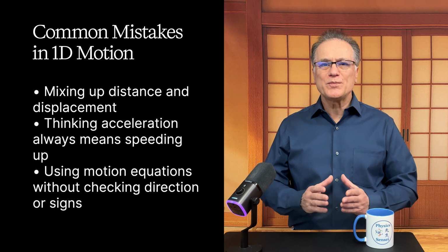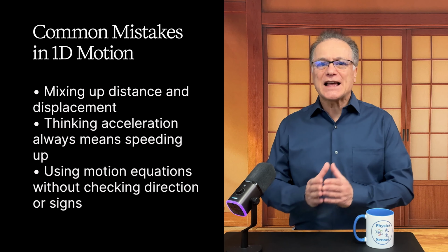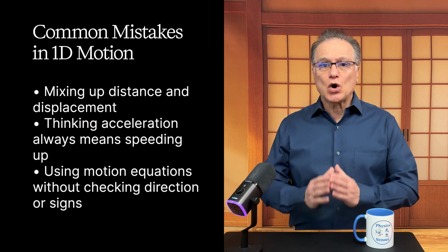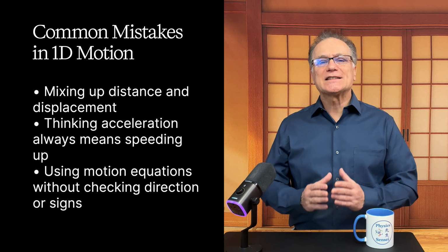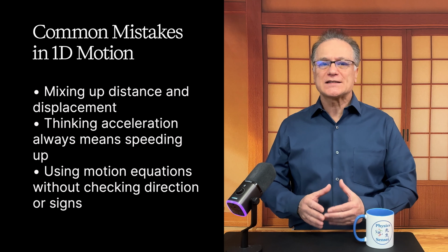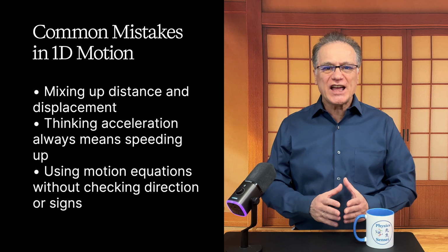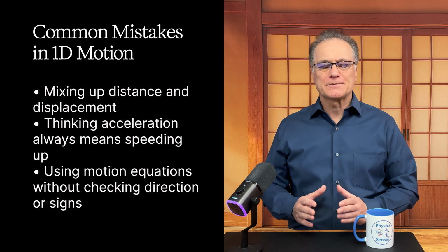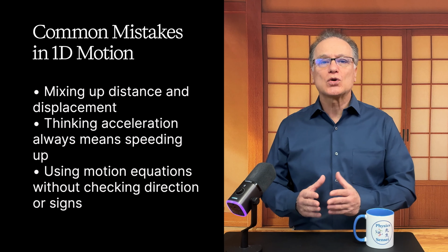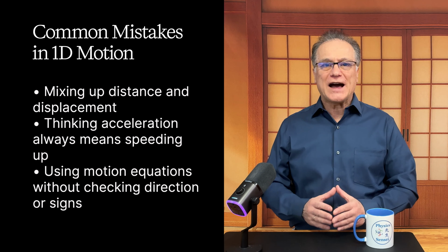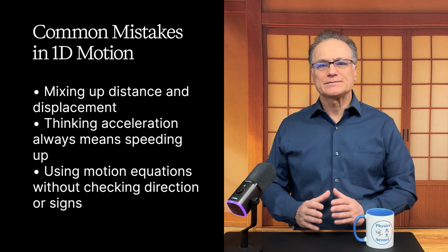Now let's look at common mistakes and how to fix them. The first mistake is mixing up distance and displacement. The fix is to always ask where the direction matters in that question. The second mistake is thinking acceleration always means speeding up. The fix is to remember that acceleration means a change in velocity, not just speed. The third mistake is using motion equations without checking direction or signs. The fix is to define a positive direction first and stick with this through the entire problem.